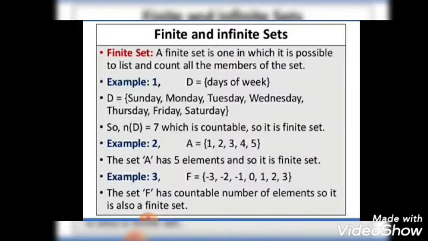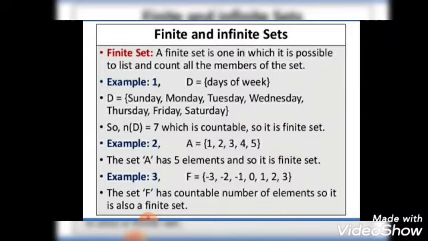For example, days in a week. How many days are there? 7 days are there: Sunday, Monday, Tuesday, Wednesday, Thursday, Friday, Saturday. So we can count. This type of set is called a finite set. Another example: set A is 1, 2, 3, 4, 5. It stops there. Means set A has 5 elements. We can count that, so it is called a finite set.